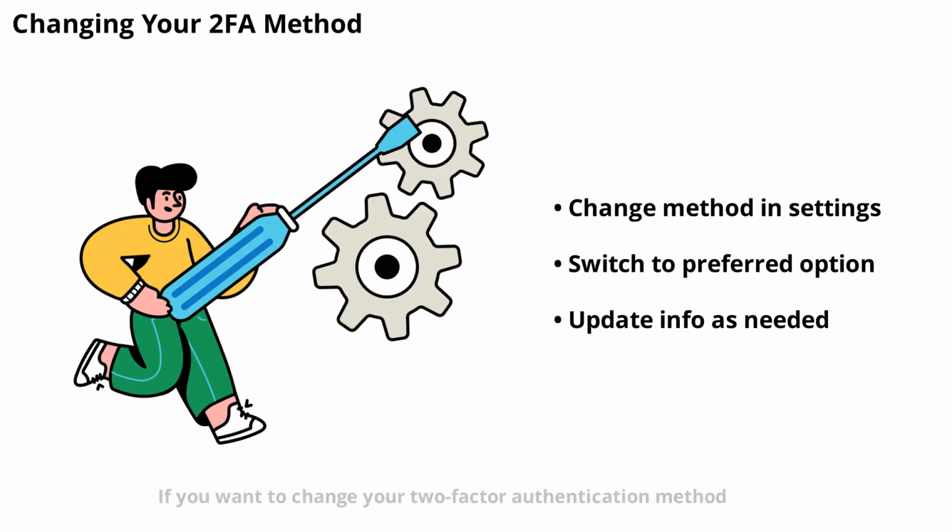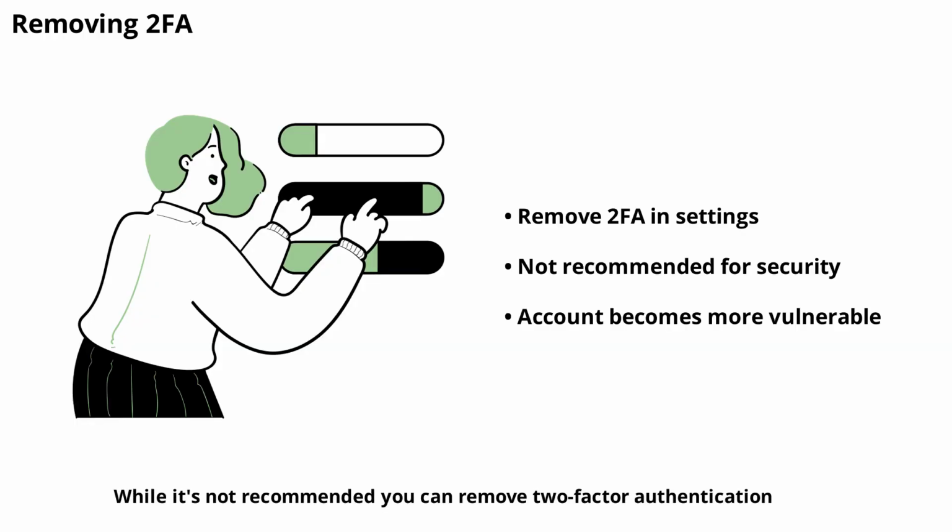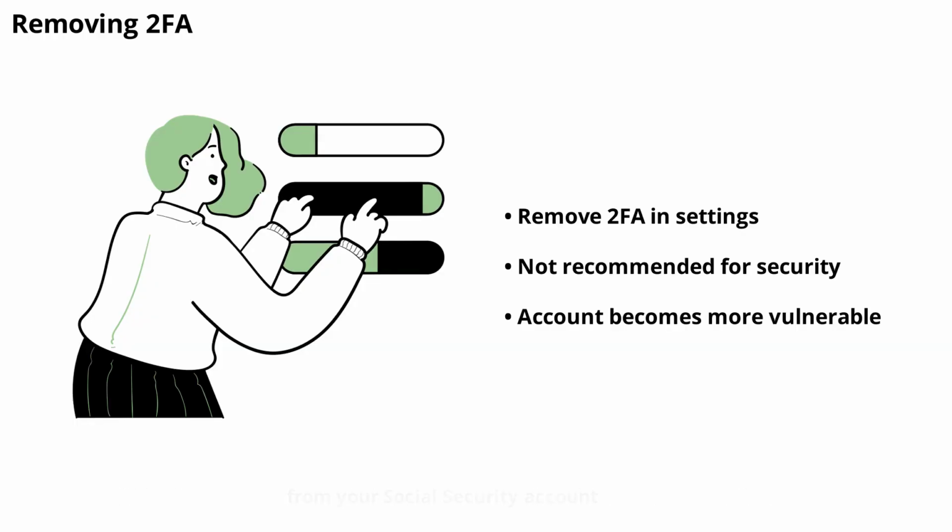If you want to change your two-factor authentication method, you can do so in your account's security settings. Maybe you want to switch from SMS to an Authenticator app, or update your phone number. Follow the prompts in your account settings to make these changes safely. While it's not recommended, you can remove two-factor authentication from your Social Security account. This is done through your security settings.